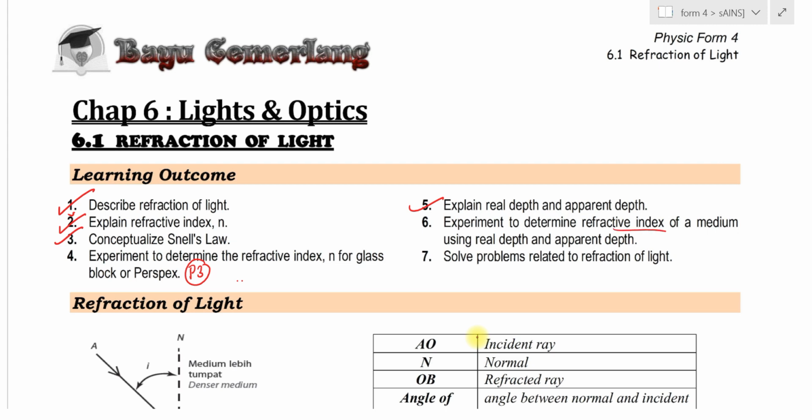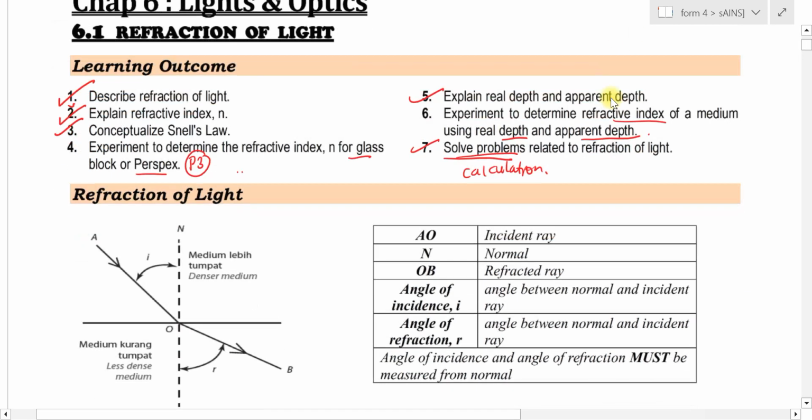Tadi refractive index ni kita boleh tentukan banyak cara. Okay. Salah satu cara dia kita tengok medium. Lagi satu cara dia adalah using real depth and apparent depth. And then solve problem. Kalau dia nampak perkataan solve problem, calculation. Okay, kita tengok satu persatu.